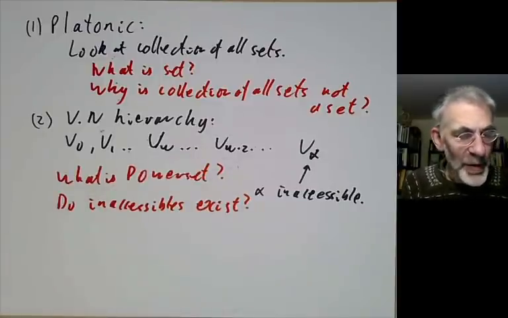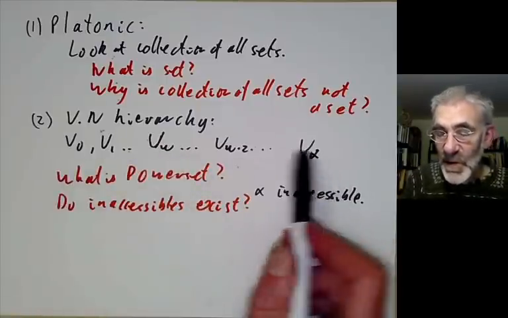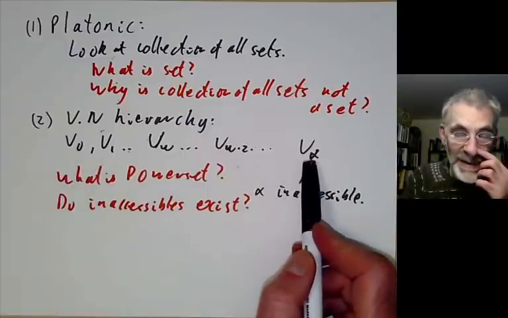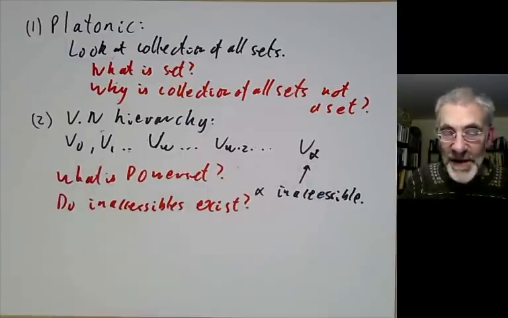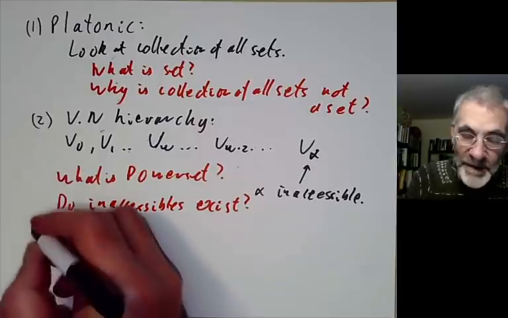It turns out it's actually very difficult to explain why inaccessible cardinals should exist. So the von Neumann hierarchy gives you a good model of what a model of set theory looks like if such models exist, but it doesn't really give a very convincing explanation of why such models should exist.